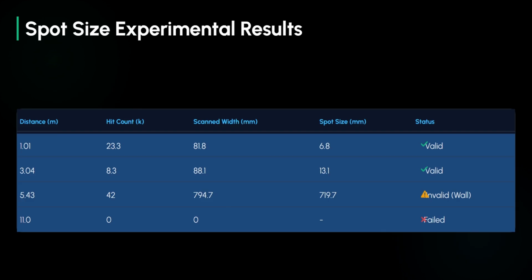Here are the results. The spot size doubles from 6.8 millimeters at 1 meter to 13.1 millimeters at 3 meters. Most importantly, at 5 meters, detection failed. The beam spot became wider than the spacing, causing the signal to blur with the background wall.